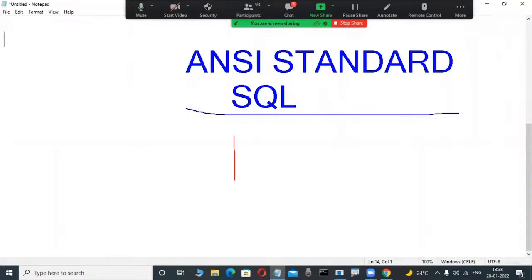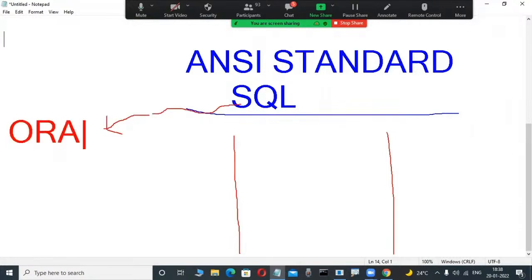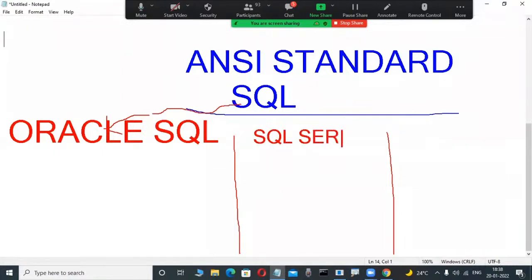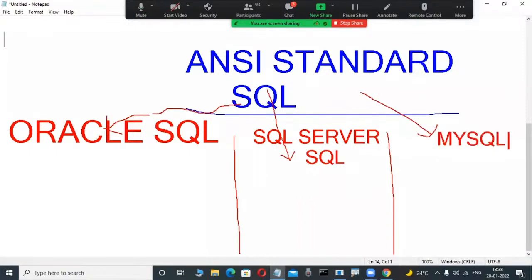I agree, but unfortunately, from this ANSI standard SQL language, Oracle Corporation created their own SQL that is called Oracle SQL. That is important, and many people don't know it. Again, SQL Server, a Microsoft product, created their own SQL from the ANSI standard, called SQL Server SQL. Again, MySQL created their own SQL language from this ANSI standard, called MySQL SQL.